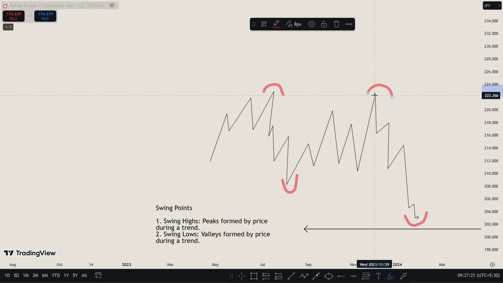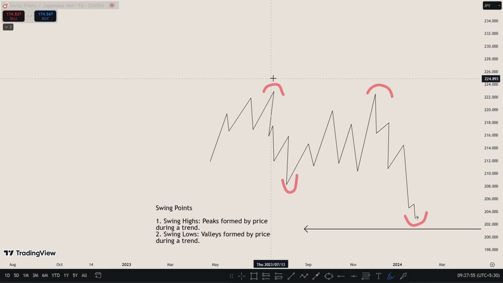As you can see, not every high which breaks above the previous high is called a swing high. A swing high is basically a peak formed by price during a trend. During an uptrend, the highest price is called a swing high, and during a downtrend, the lowest point is called a swing low, the valleys formed by price during a trend. So this was swing high, swing low, swing high, swing low. You can't just take any point and say this is the swing high or swing low. You need to find the highest price.